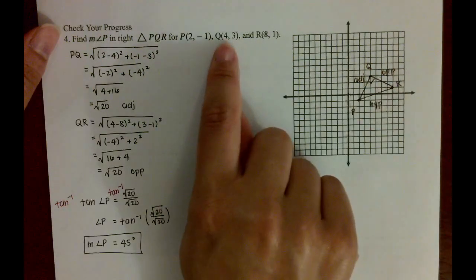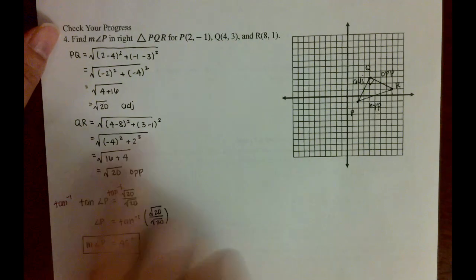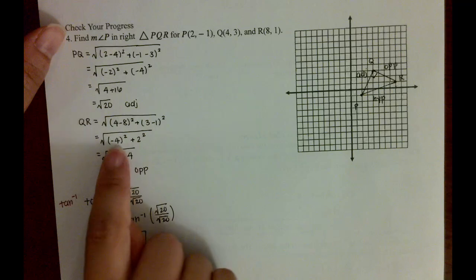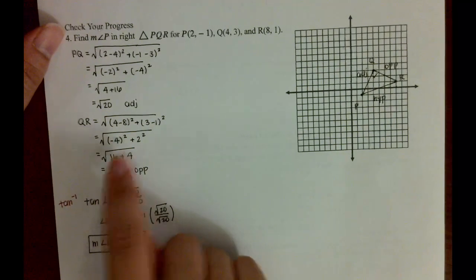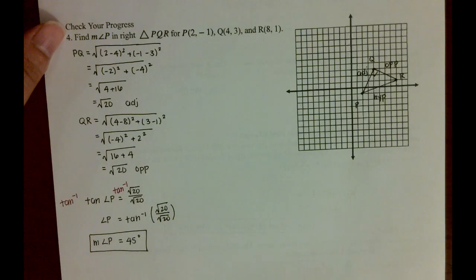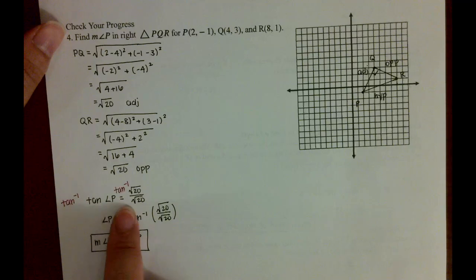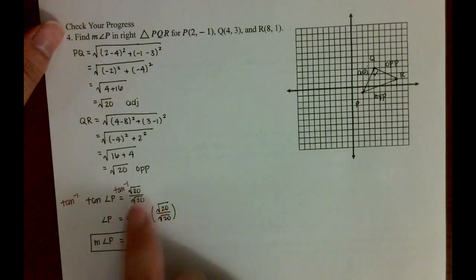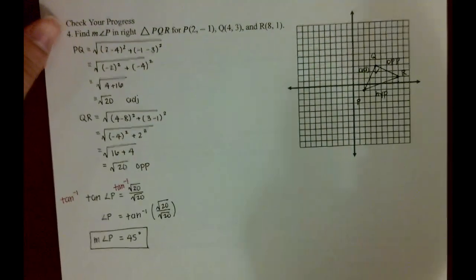Same thing, distance formula, 4 minus 8 squared plus 3 minus 1 squared. 4 minus 8 is negative 4, 3 minus 1 is 2. Negative 4 squared is 16, 2 squared is 4, 16 plus 4 is 20, so QR is square root of 20. Then, tangent of angle P is going to be opposite over adjacent. So square root of 20 over square root of 20. If you want to simplify this to 1, you absolutely can.